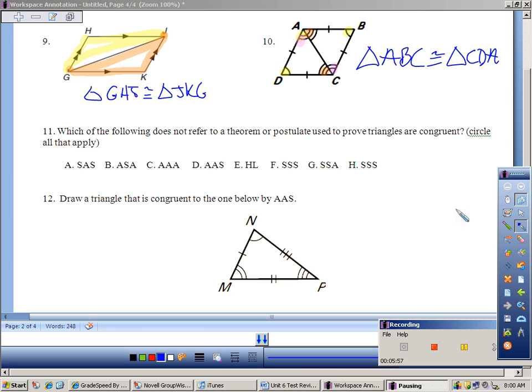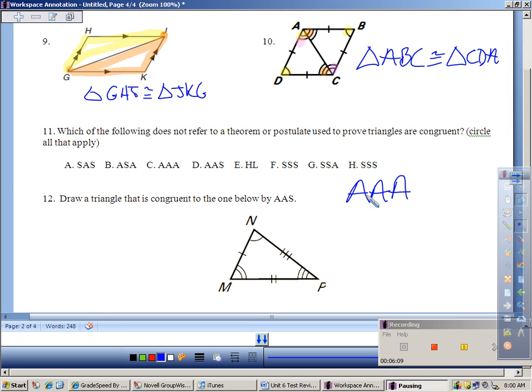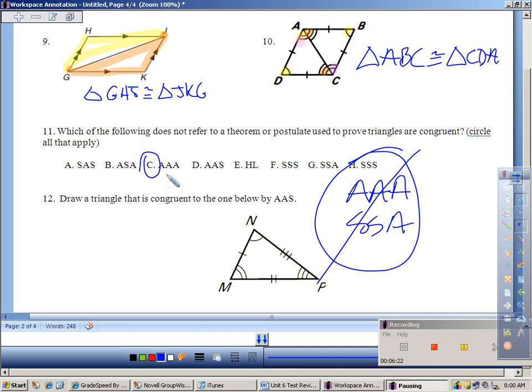Okay, if you look at number 11, which of the combinations here does not refer to a theorem or postulate to prove that 2 triangles are congruent? There's 2 that we've talked about in class, one being AAA and the other being SSA. Neither of these are any good. The other arrangements of A's and S's are all fine. AAA and SSA are the only 2 that don't work, and I can see that AAA is right here. Again, the word there is does not.